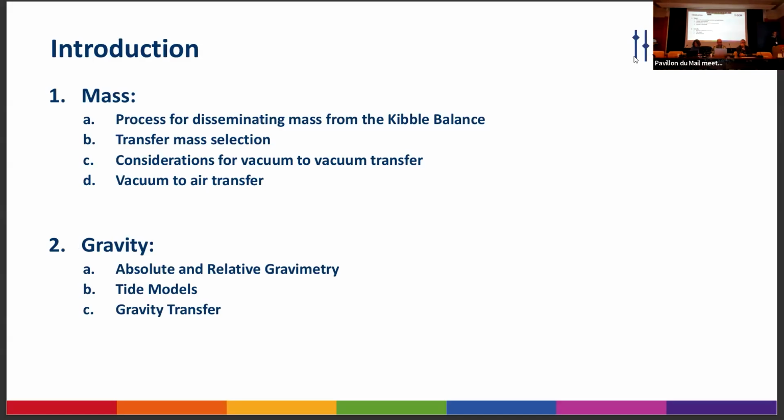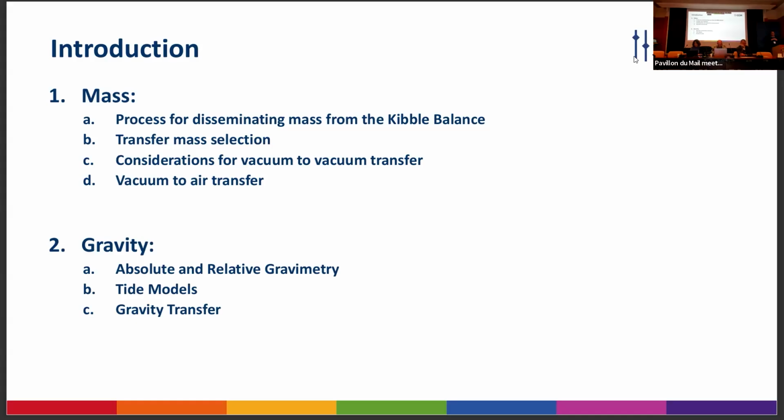I'm going to talk about some considerations for vacuum to vacuum transfer. That's going from one vacuum environment to another vacuum environment, often in this case through air in between, and then talking about vacuum to air transfer. In the end, what we want to do is take the mass that's realized, generally in vacuum for the highest accuracy balances at the moment, to air, where it's disseminated out globally.